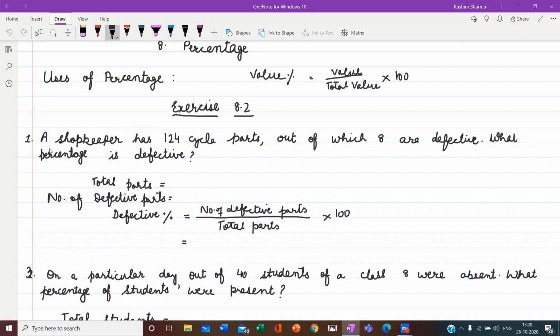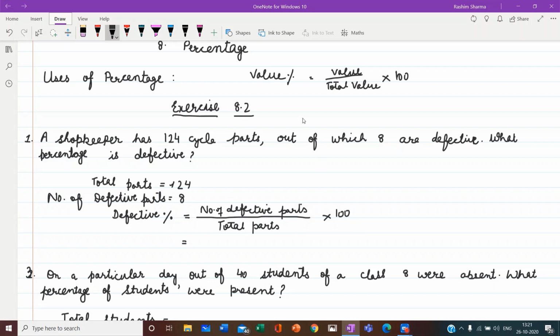First question is, a shopkeeper has 124 cycle parts, out of which 8 are defective. What percentage is defective? Now we are given here 8 are defective. It means total defective parts are 8, but total parts of cycle are 124. So we will write here total parts 124. Number of defective parts are 8. So defective in percent, how we will find? Number of defective parts upon total parts into 100.